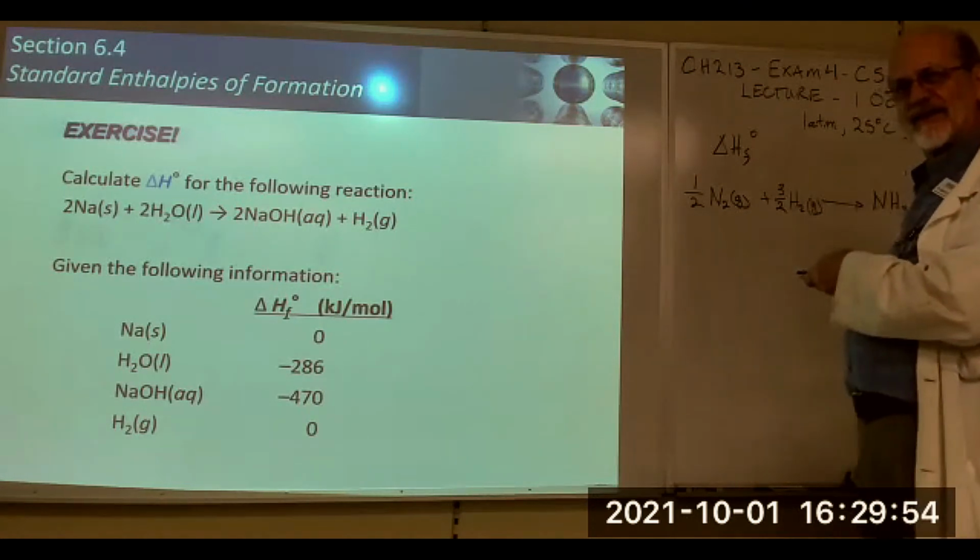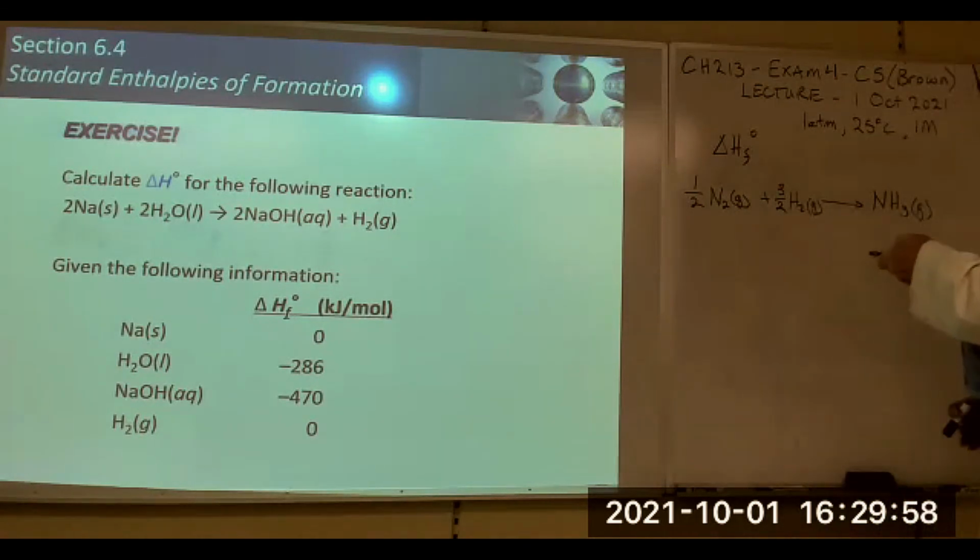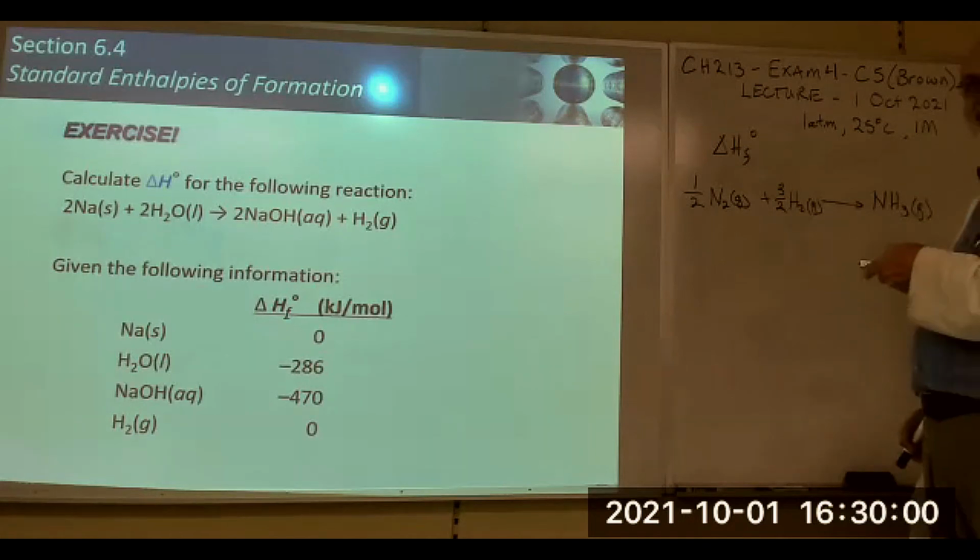Throw a banana in there? Oh, okay. Now, wrong kind of potassium.